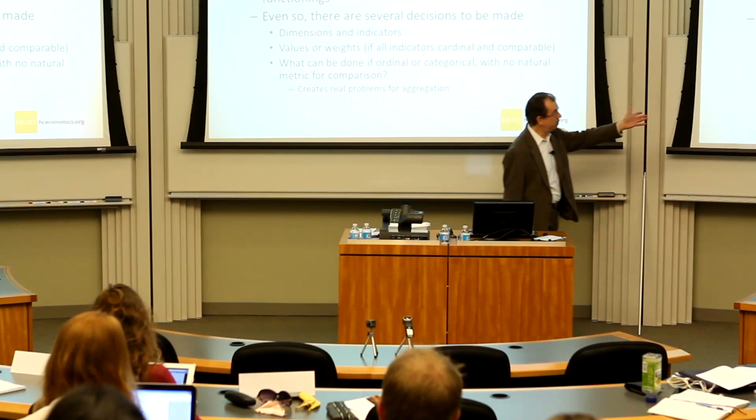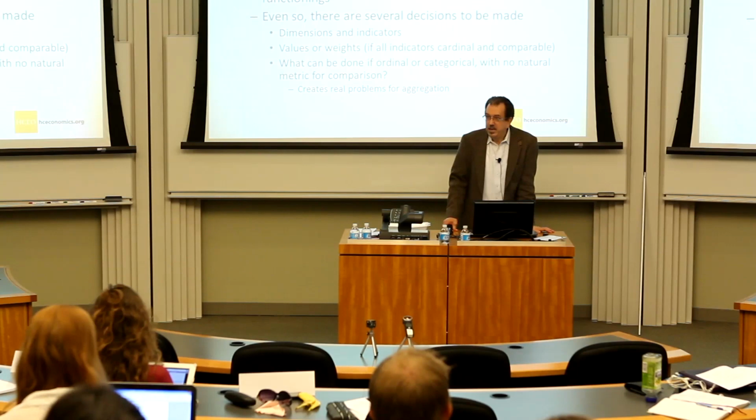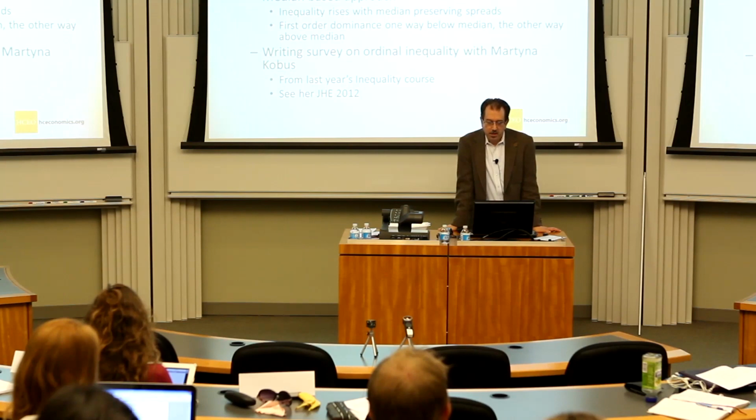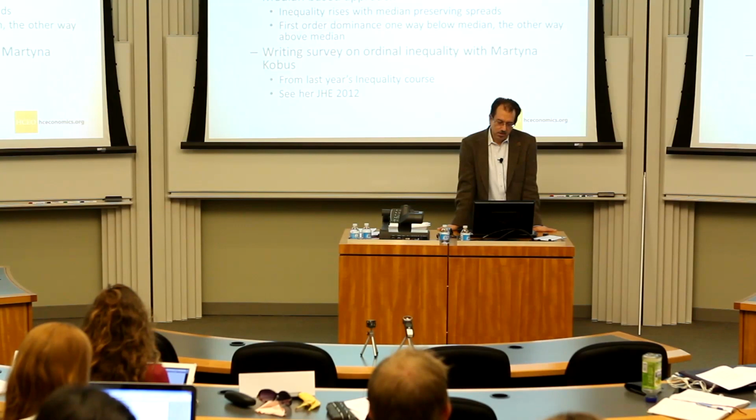Otherwise, who knows? What can you do if everything is ordinal or categorical with no natural metric for comparison? It creates all kinds of problems to aggregate when aggregation is really tough. It's really hard for me to see a solution for measuring welfare inequality in functioning vector space. I still don't know how to do multidimensional inequality at all. It's tough. When you have ordinal data, it's a million times tougher. So I'm just not there yet. So I've studied lots of other things, but that's one thing I haven't studied and look forward to doing so.